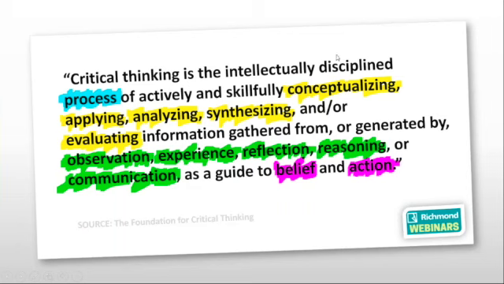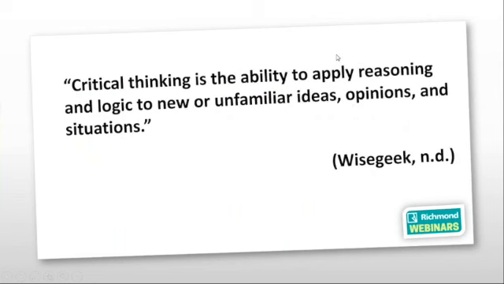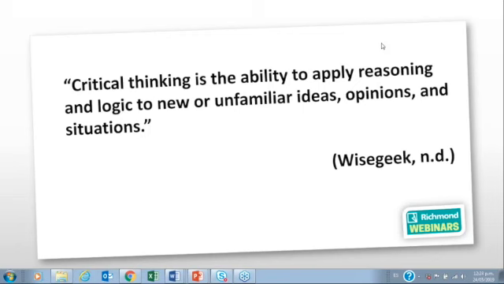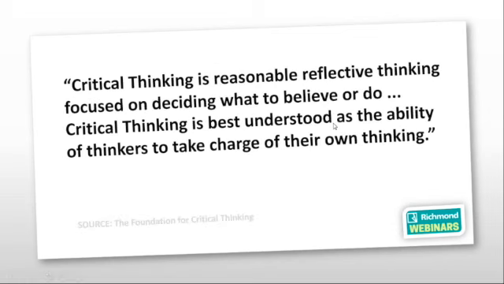All right, now critical thinking, it says here, is the ability to apply different reasoning and logic to new or unfamiliar ideas, opinions, and situations. This could be another definition. We can also say that critical thinking is reasonable, reflective thinking focused on deciding what to believe or do.